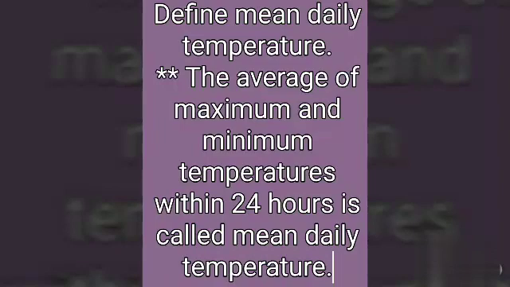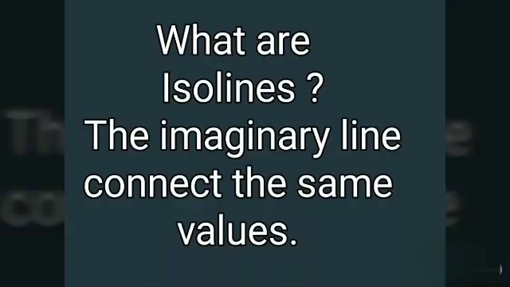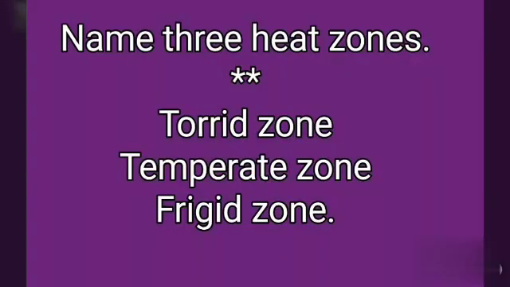Okay, define mean daily temperature. The average of maximum and minimum temperature within 24 hours is called mean daily temperature. Okay, it is calculated over 24 hours. Okay, what are isolines? The imaginary lines connecting the same values are called isolines. Okay, name 3 heat zones: torrid zone, temperate zone, frigid zone. Okay, next one.